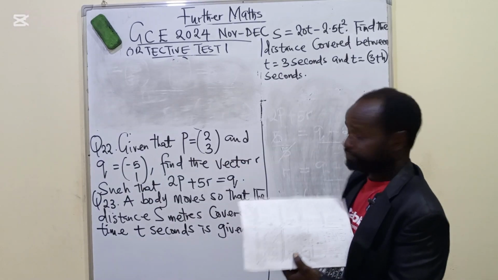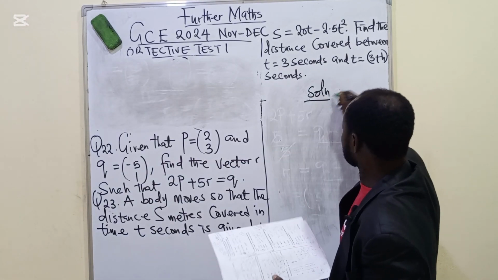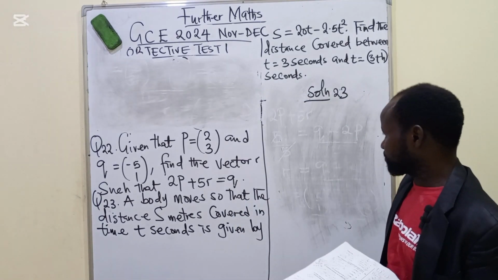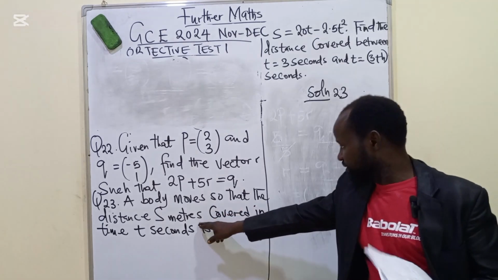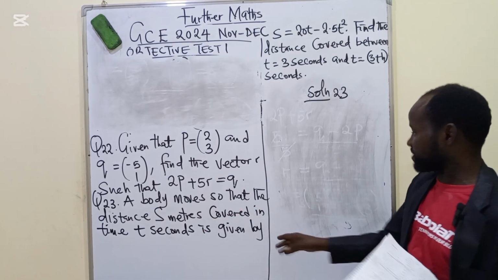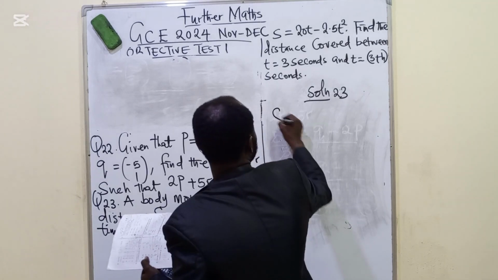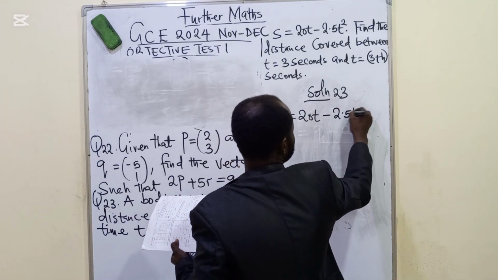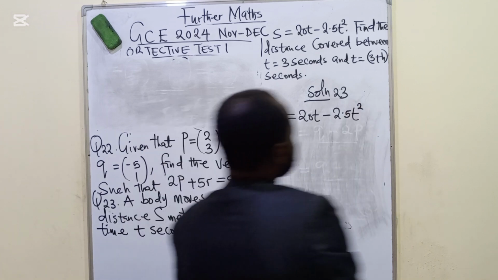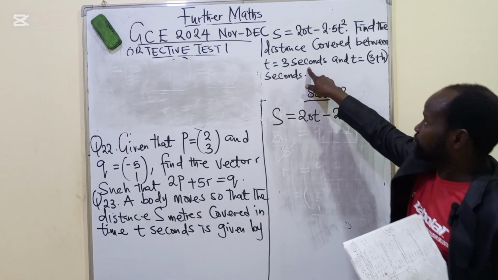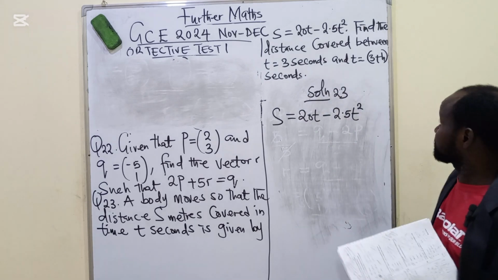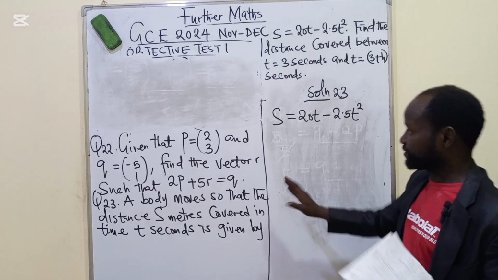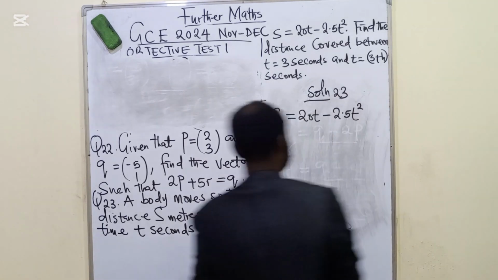Solution to 23 now. Let's write down the solution to 23. The question reads: a body moves so that the distance s meters covered in time t seconds is given as s equals 20t minus 2.5t squared. We are asked to find the distance covered between t equals 3 seconds and t equals 3 plus h seconds. This is from application of differentiation.